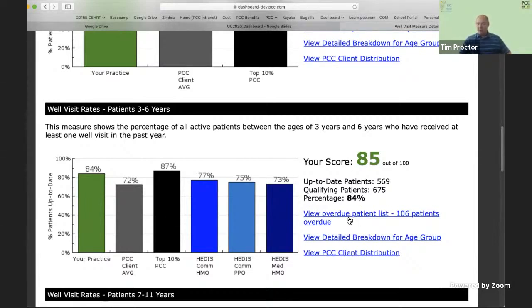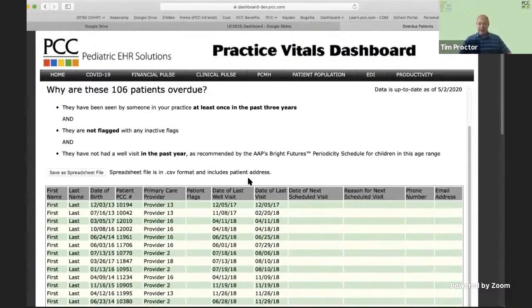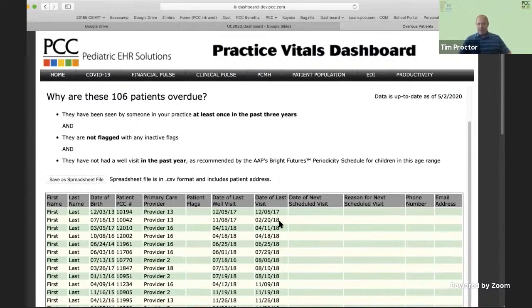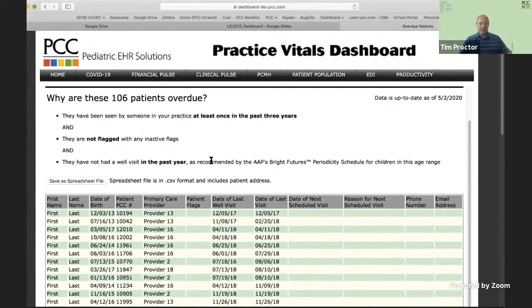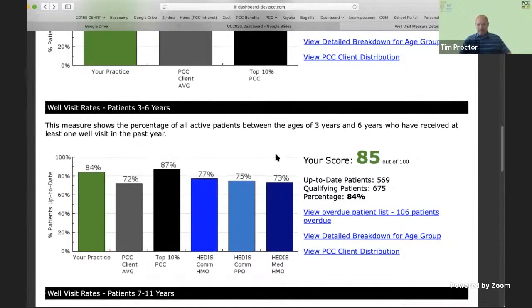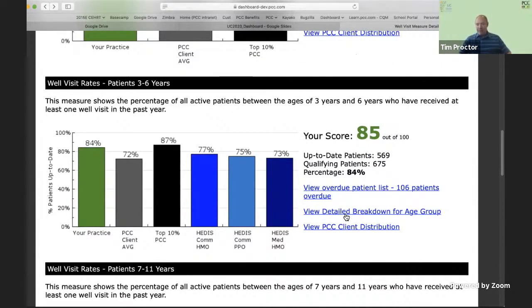We can get an indication of which patients are overdue. So if I click this link here, I get a list of all of the patients that are overdue for the well visit in that age range, and how many of them are there. Included in that list are patient flags if they're scheduled for another visit. So we give you that information there as well. We give you a detailed breakdown for each age group.